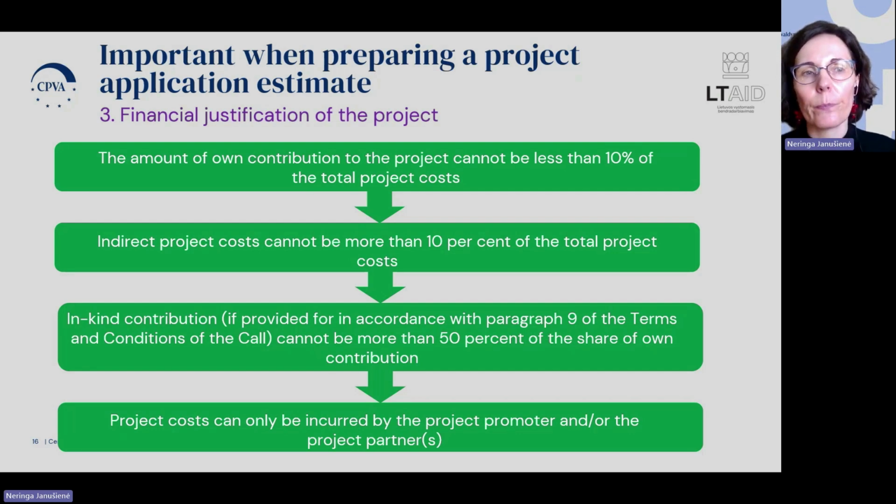And when justifying a project cost, it is important that the amount of own contribution to the project cannot be less than 10% of the total project costs. Indirect project costs cannot be more than 10% of the total project costs, and in-kind contribution cannot be more than 50% of the share of own contribution, and project costs can be incurred by project promoter and project partner. No other institutions or persons can incur project costs.